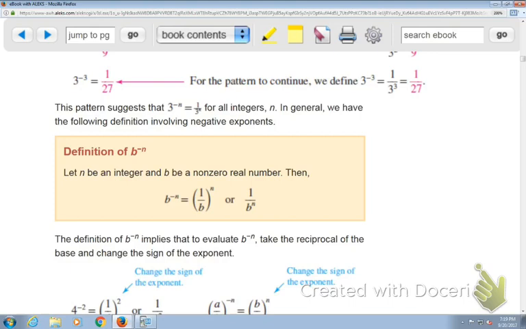So, b to the negative n power is 1 over b to the n. Right? Or we could also write that as just in all parentheses 1 over b raised to the nth power. Either one of those is fine. Is that okay? Right. Example.